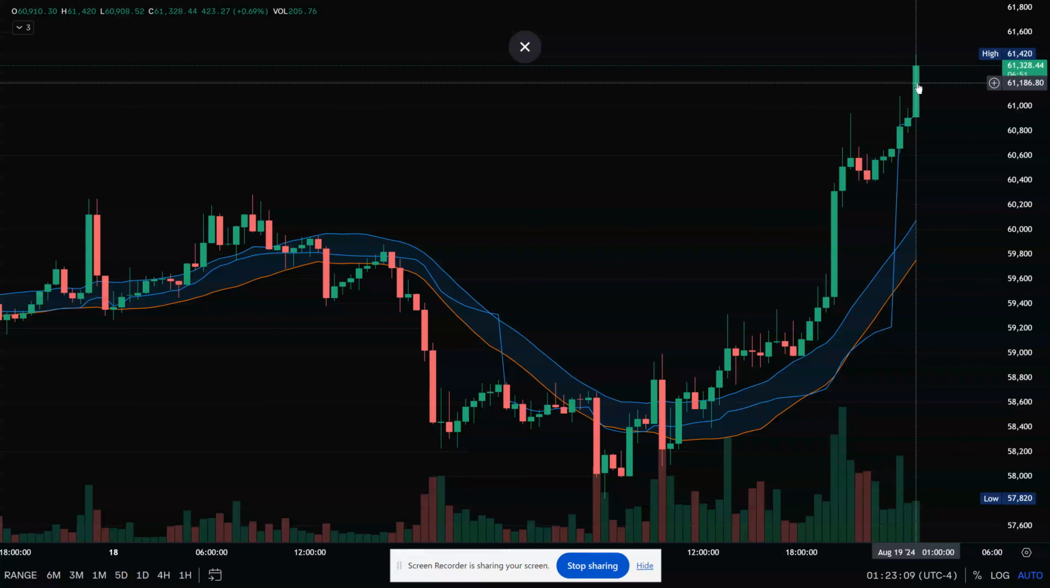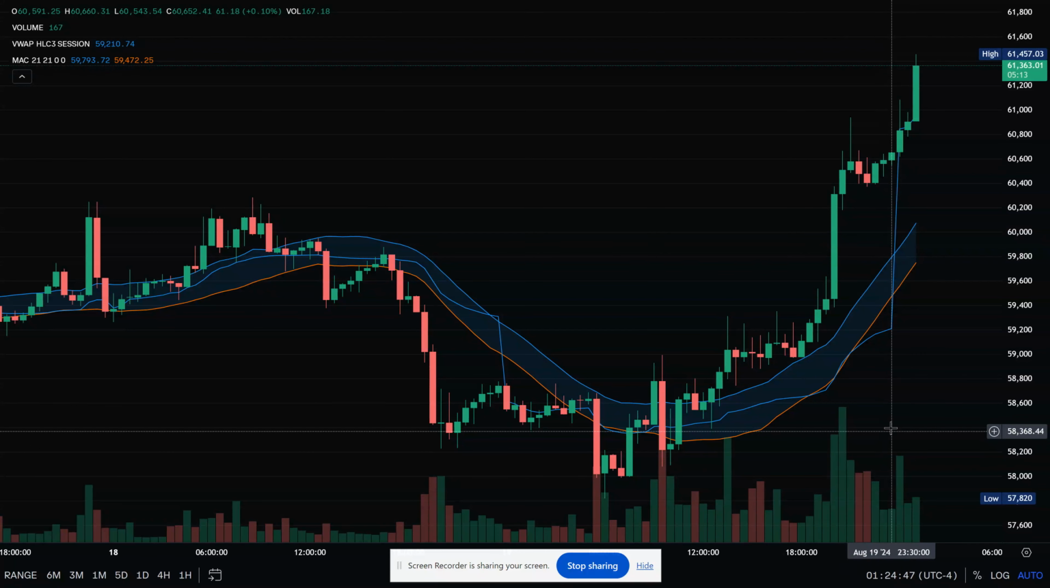And here we go again. This thing is really moving. I mean, it's strong, even at this time of night. Okay, what time is it? 1:24 in the morning, okay? And this thing is still strong.